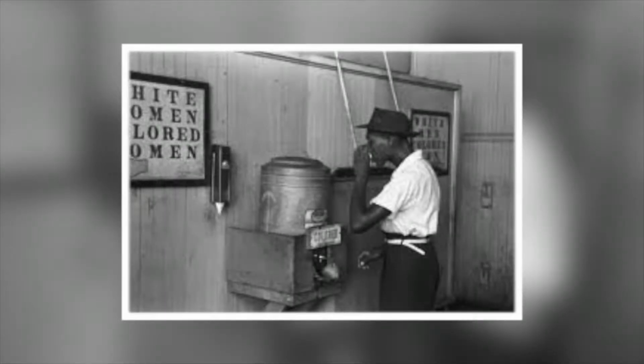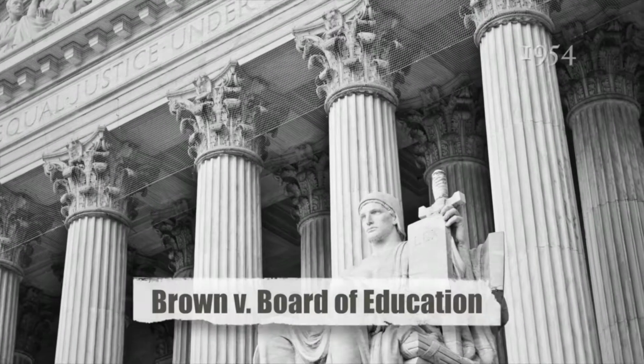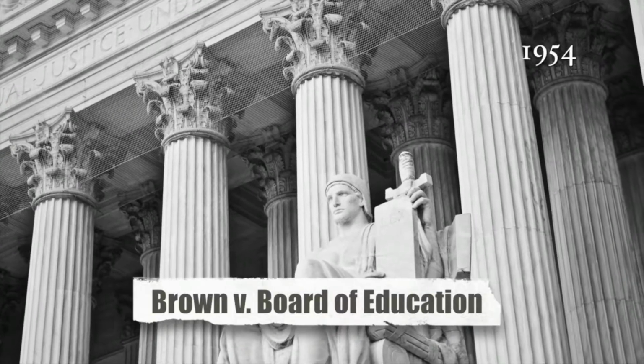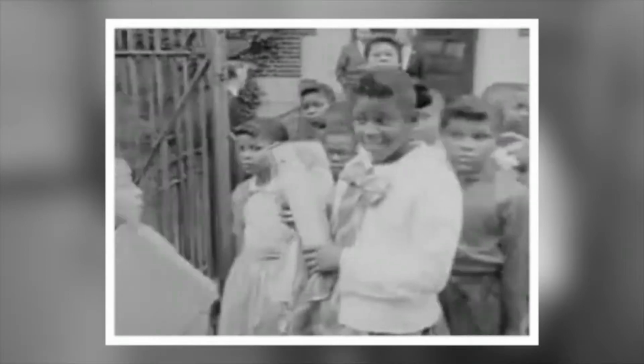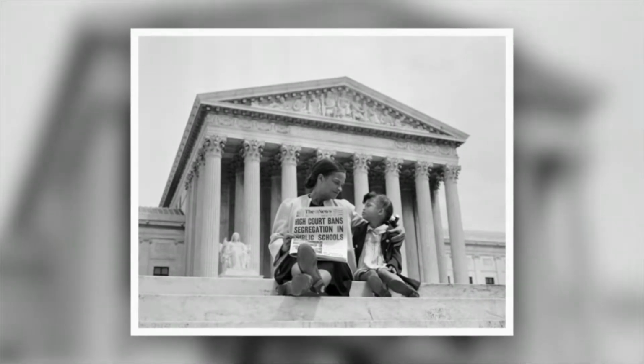Separate but equal, the mainstay of segregation in the South, applied not only to railroad cars but to all public facilities, including public schools. Then, in 1954, in the case Brown versus the Board of Education, the Supreme Court ruled that separate schools could never be equal. They were inherently unequal. In this landmark decision, the justices unanimously ruled that racial segregation in public schools violated the Equal Protection Clause of the 14th Amendment.